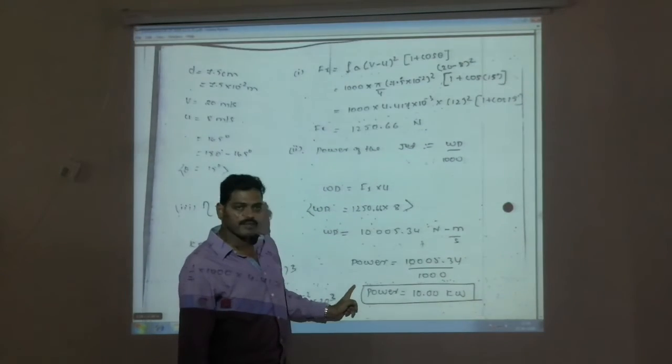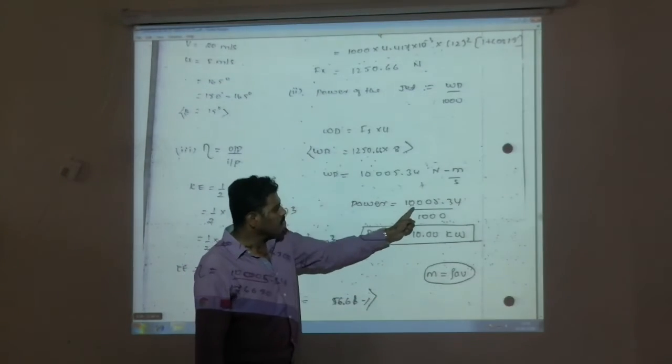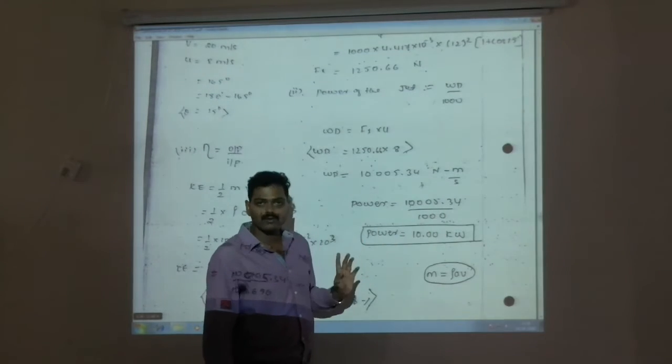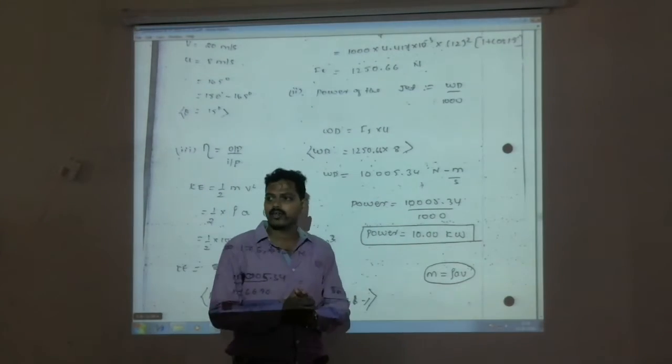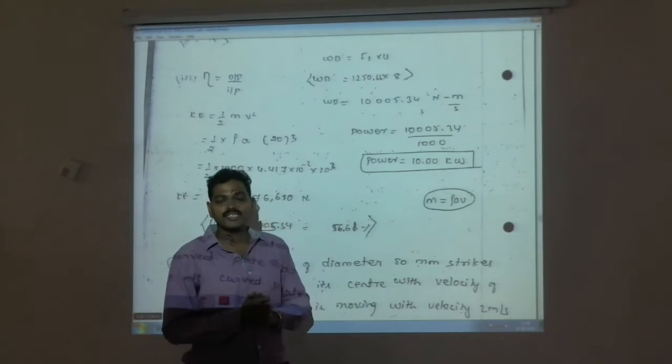So ಈಗ next power ಅಂತ ಅಂದ್ರೆ work done by 1000. That is 1005.34 by 1000. You will get power as 10 kilowatts. So power is done. Next we have to find out ಮಾಡಬೇಕು.